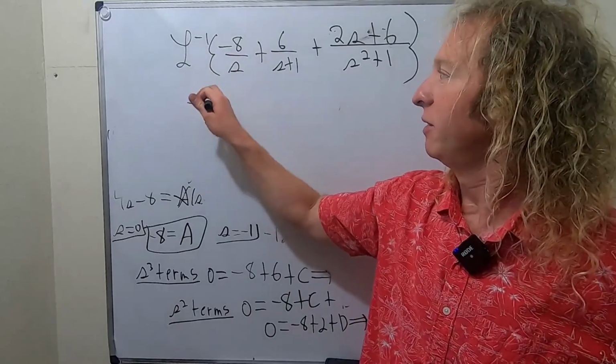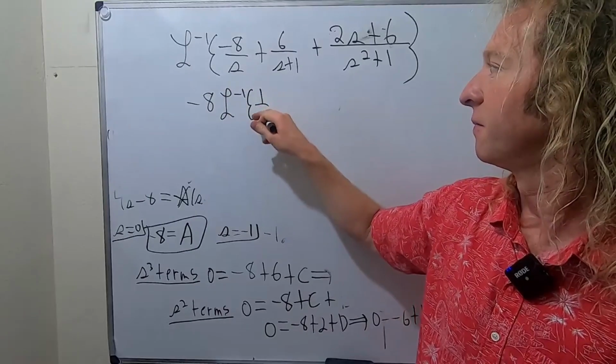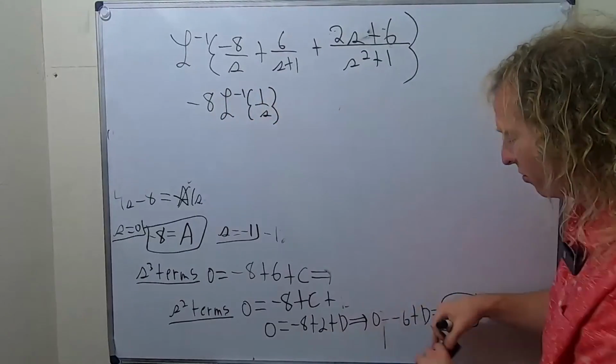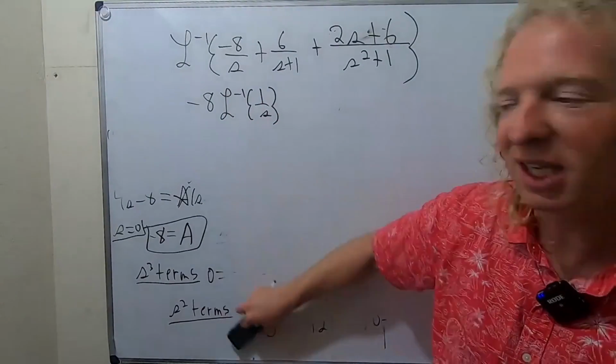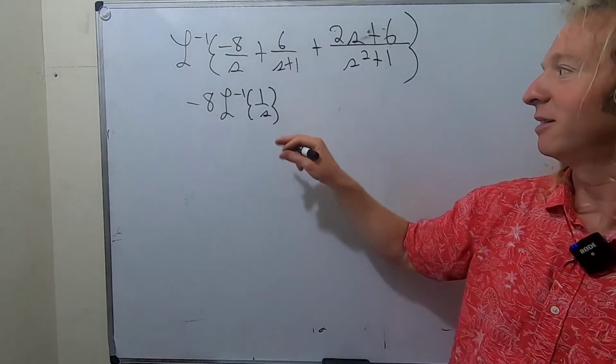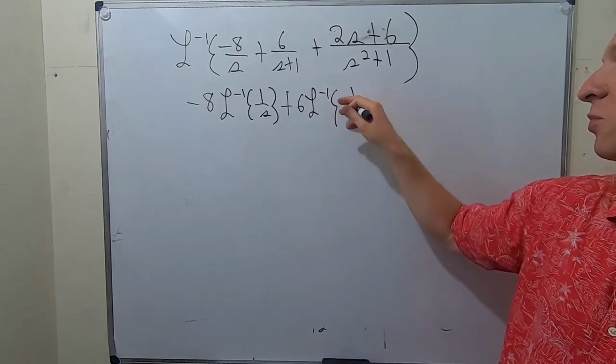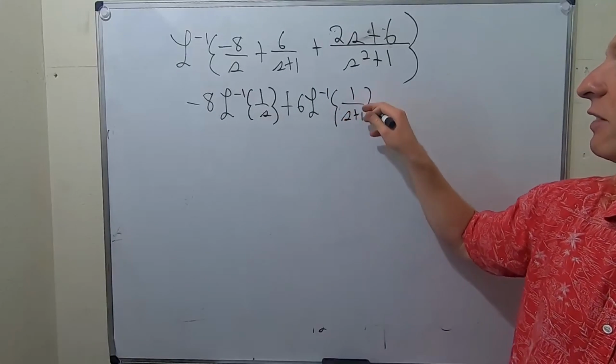So I'll pull out the -8. So we have inverse Laplace of 1 over s. Okay, I'm going to go ahead and erase the rest of the board. Keep it clean. Pull out the 6 here. So plus 6. Inverse Laplace, 1 over s plus 1. Kind of a fun problem.